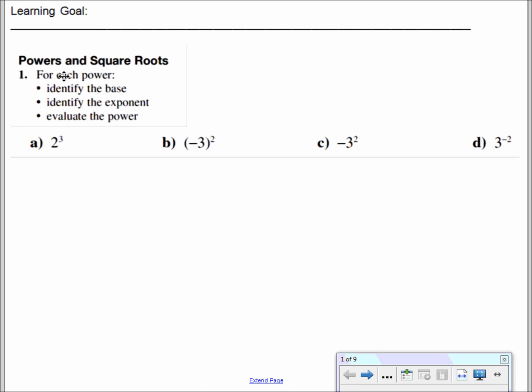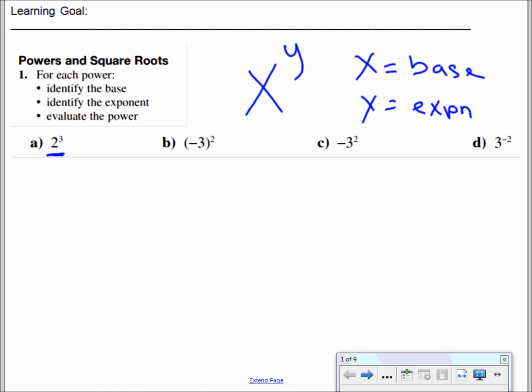Okay. So I think I talked about this a little yesterday, but on the side here it doesn't actually show it, but it's not a big deal. The base is always this sort of major number, and then the exponent is always that smaller high number. So it looks like this. If that was x to the y, x equals the base, and y equals the exponent.